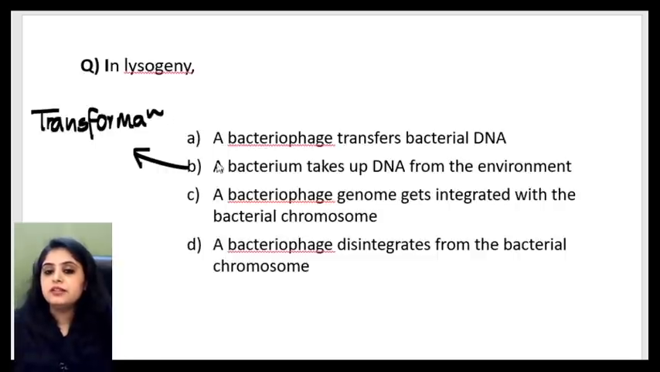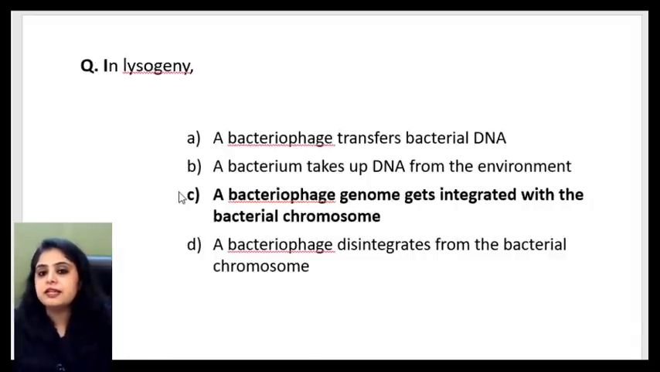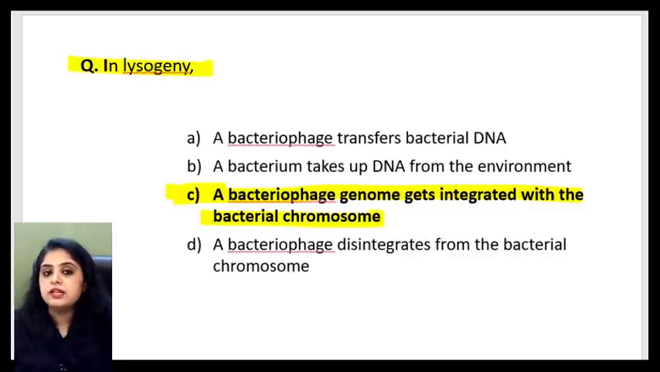Okay, coming to the next. A bacteriophage genome gets integrated with the bacterial chromosome. Sounds like a true statement, but I'll still read the last one. Bacteriophage disintegrates from the bacterial chromosome? No. So definitely I'm certain that option C is what is going to happen in a lysogenic conversion. So guys, with that you finished transduction, generalized transduction, specialized transduction, lysogenic conversion, conjugation as well as transformation.